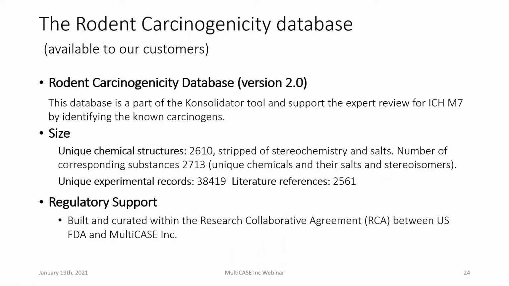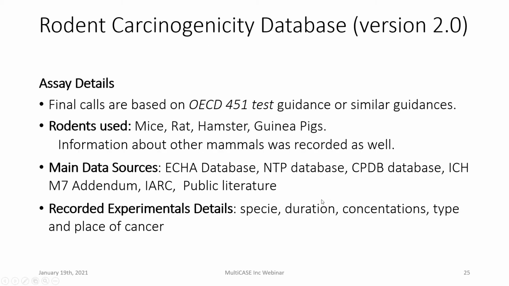Another database which we used is the Rodent Carcinogenicity Database. It's also part of our consolidator. It is in version 2. It's slightly smaller than Bacterial Mutagenicity, but it's still significant. And again, it has support from FDA. Based on standard guidance, we use rodents: mice, rats, hamsters, guinea pigs. Of course, the most prevalent are mice and rats, typically. Data sources are the ECHA database, NTP, CPDB, those classical sources for rodent carcinogenicity.